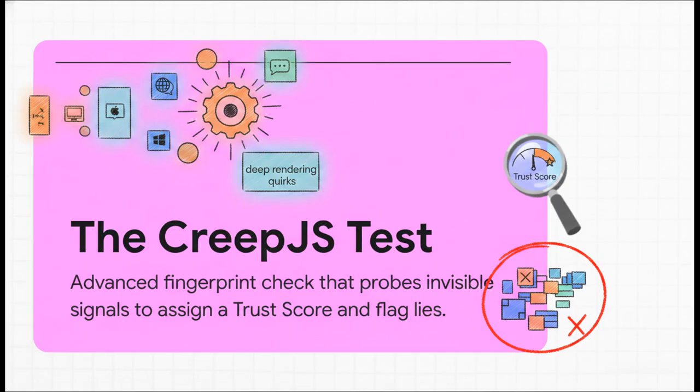The system takes all this data and assigns you a numeric trust score based on how normal your setup actually looks. If it finds a contradiction, say claiming you're on a Mac but your graphics render like a Windows machine, it literally flags it as a lie and completely tanks your score.